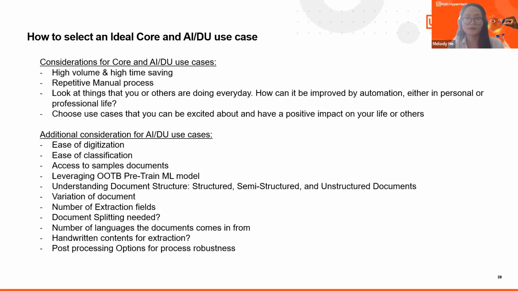When you're picking those use cases, think of something that might come in as high volume and high time savings throughout the years. Second is a very repetitive manual process that might be painful to click on and process daily. Those are some great ideal candidates for automation. Another thing is to look at things that you or others are doing every day and how they can be improved by automation, either in personal or professional life.